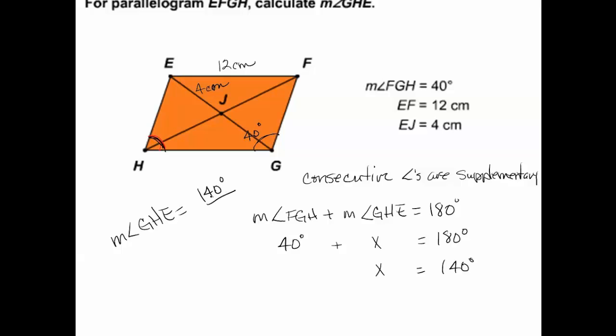140 degrees. Now this is a good example of why you never go by what the picture looks like, because this is obviously an acute angle, this is obviously an obtuse angle, so those degree measures aren't matching what those angles look like. So never assume anything by looking at the picture.